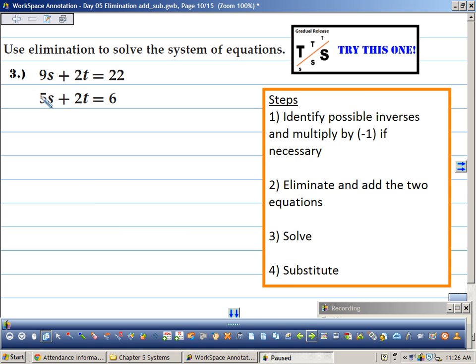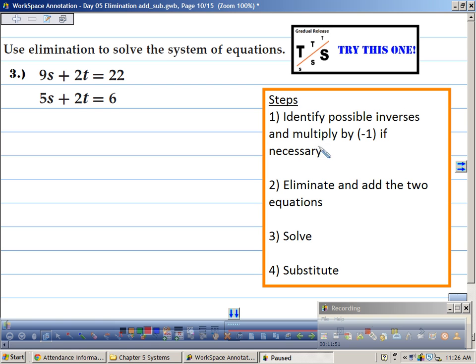All right, so let's try this one. I've got 9s plus 2t equals 22, and 5s plus 2t equals 6. My first step is to identify possible inverses. There are none, but there's a possible one. Which one's the possible inverse? The t's, right? I've got a positive 2t and a positive 2t. Well, if this was a negative 2t, then we'd be able to eliminate. So let's make it negative.